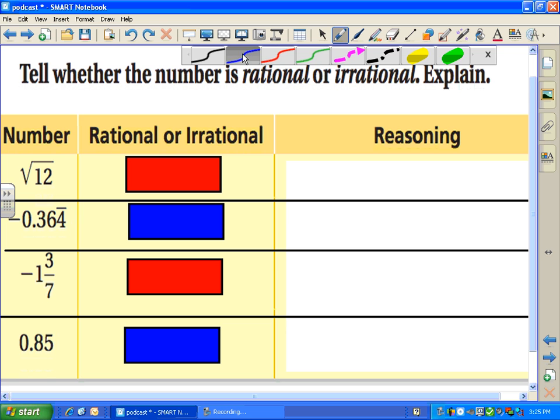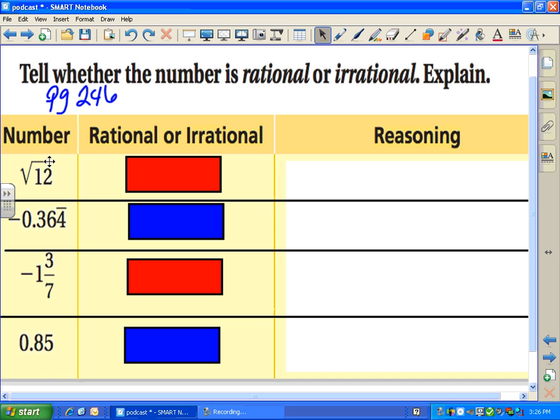This chart is in your book, and it's located on page 246. I want to know whether these numbers are rational or irrational, and you have to explain why. So I'm going to take my calculator, and I'm going to hit 12 square root, and when I do that, I get 3.4641016. This decimal is not terminating, and it's not repeating.